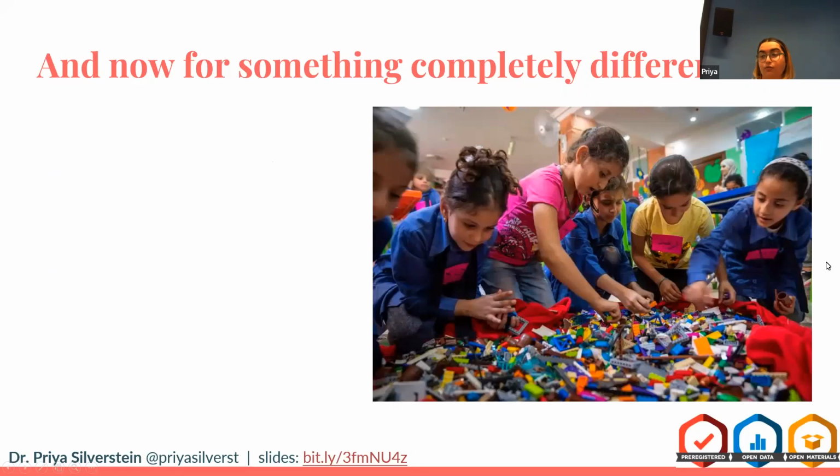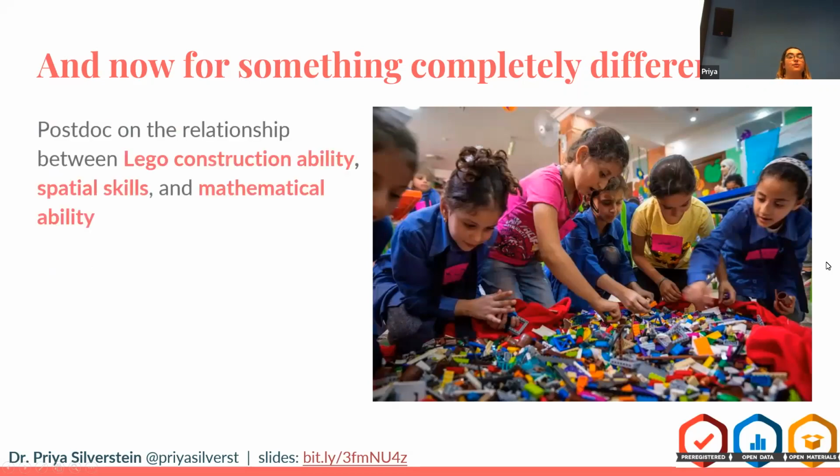And so I had the choice of what to do, and I decided to do something completely different. Well, not completely different. It was still within developmental psychology, and it was in a lab that was very open science focused. So that was the connection for me. But it was a completely different topic. So this was a postdoc on the relationship between Lego construction ability, spatial skills, and mathematical ability.